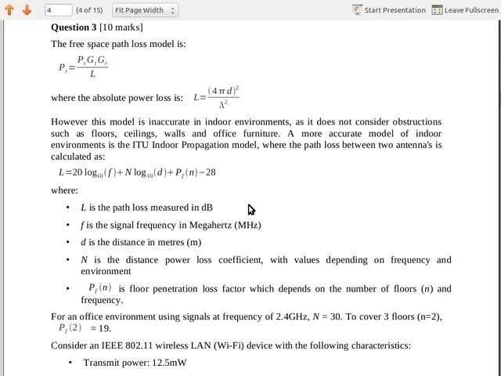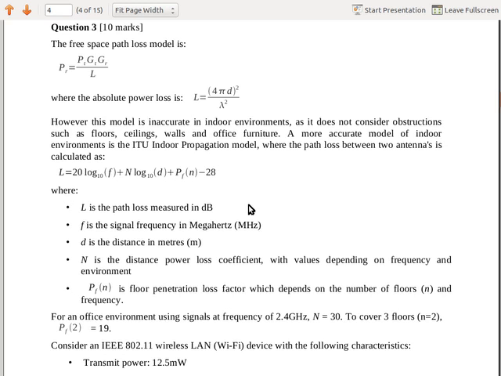If the values are in decibels, we can add and subtract. Add the gain, subtract the loss. If the values are in absolute numbers, then we multiply. PT times GT times GR divided by L equals PR. This is if we're using decibel values. This is if we're using absolute values.